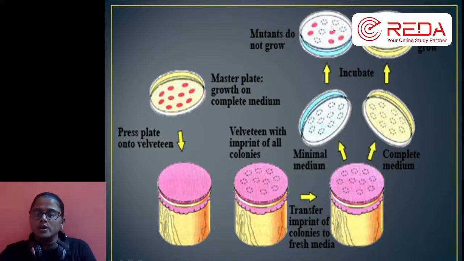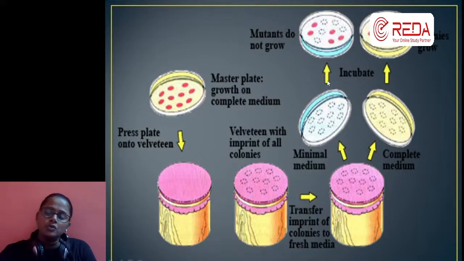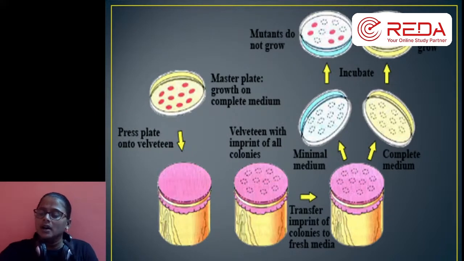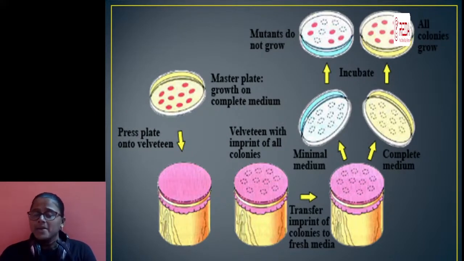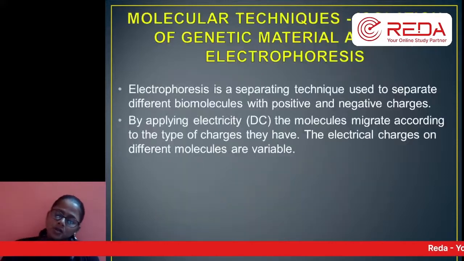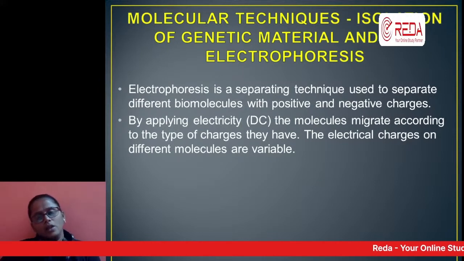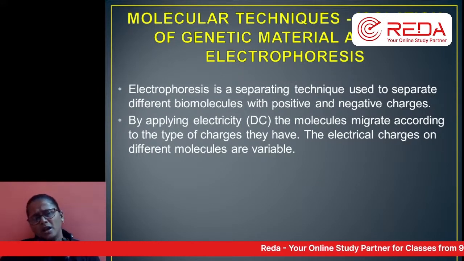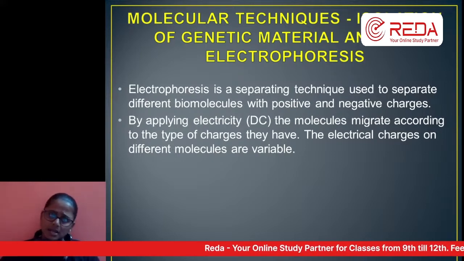So like this you are going to stamp it up and develop a replica plating technique. These are the different ways by which you are going to identify how the rDNA technology has happened. These are very simple techniques, very formal, and for a long period of time we were using these types of techniques.